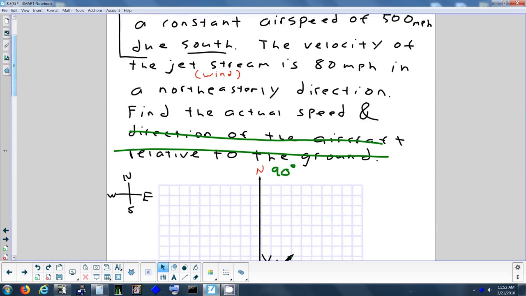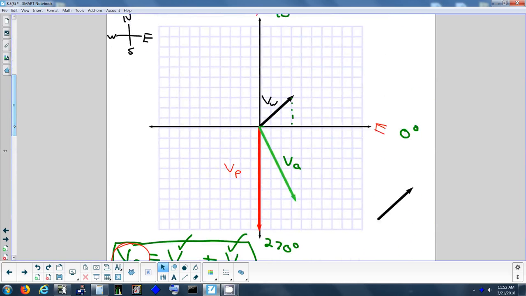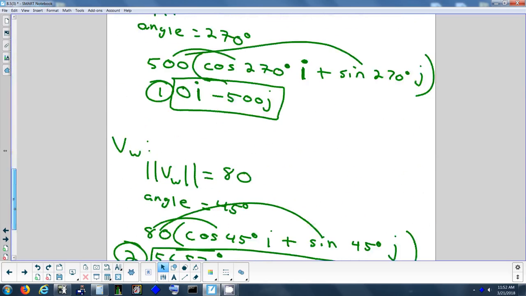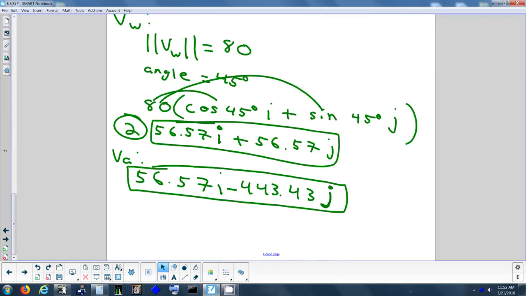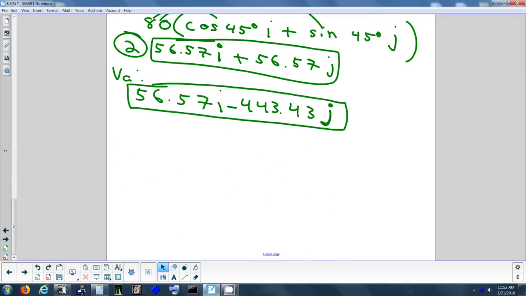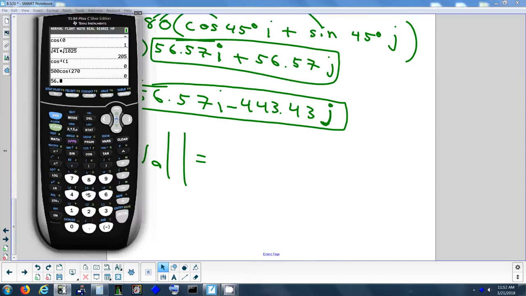Let's just find the speed. In other words, I just want to know how long is that arrow in green. So we have it as a vector. What theorem would we use to find the magnitude of that? Use the Pythagorean theorem. The numbers are going to be a little bigger, but just find the magnitude of it. And just use your calculator. So it's 56.57 squared. We'll just call it 3200.2.